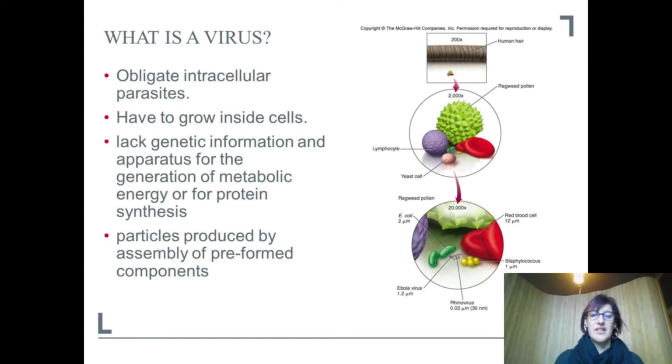In order to produce more viruses, they require a cellular environment, and those environments are specific to different types of viruses. So each virus will have its natural host, which will be a particular type of cell. Now, the reason that viruses require a cell to grow in is that they lack the genetic information and the cellular apparatus to either generate their own metabolic energy or to produce their own proteins. So they can't synthesize proteins or produce metabolic energy. And so what they essentially do is have genetic material where they can hijack a cell and the cell will do that for them.